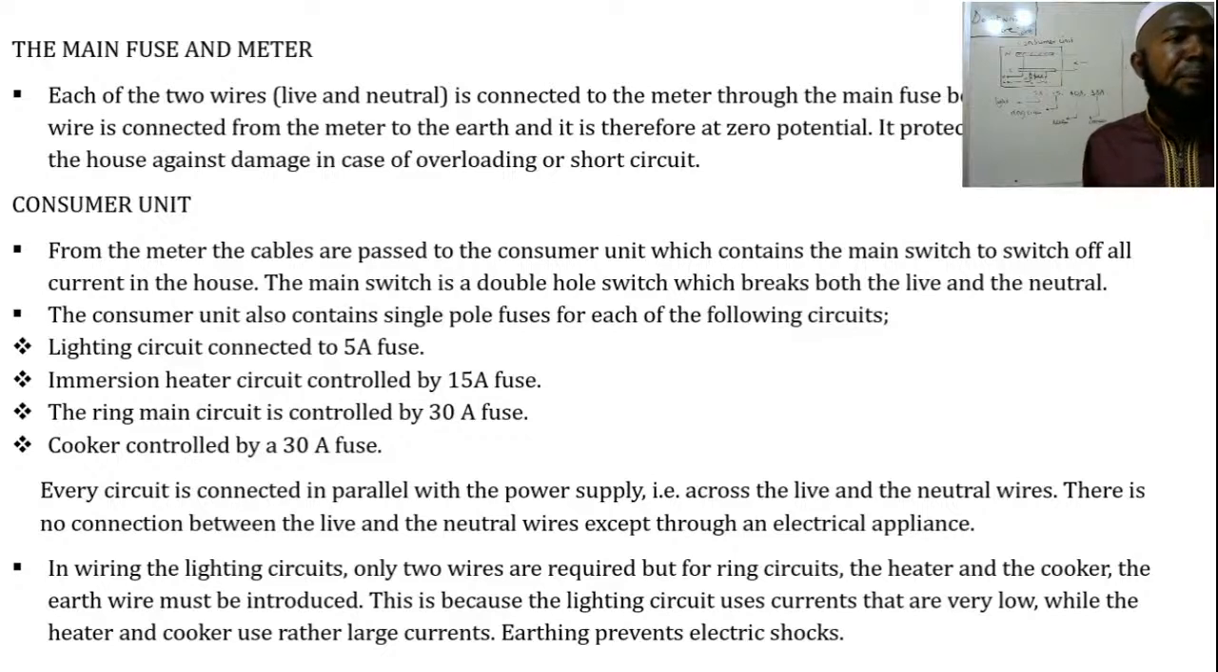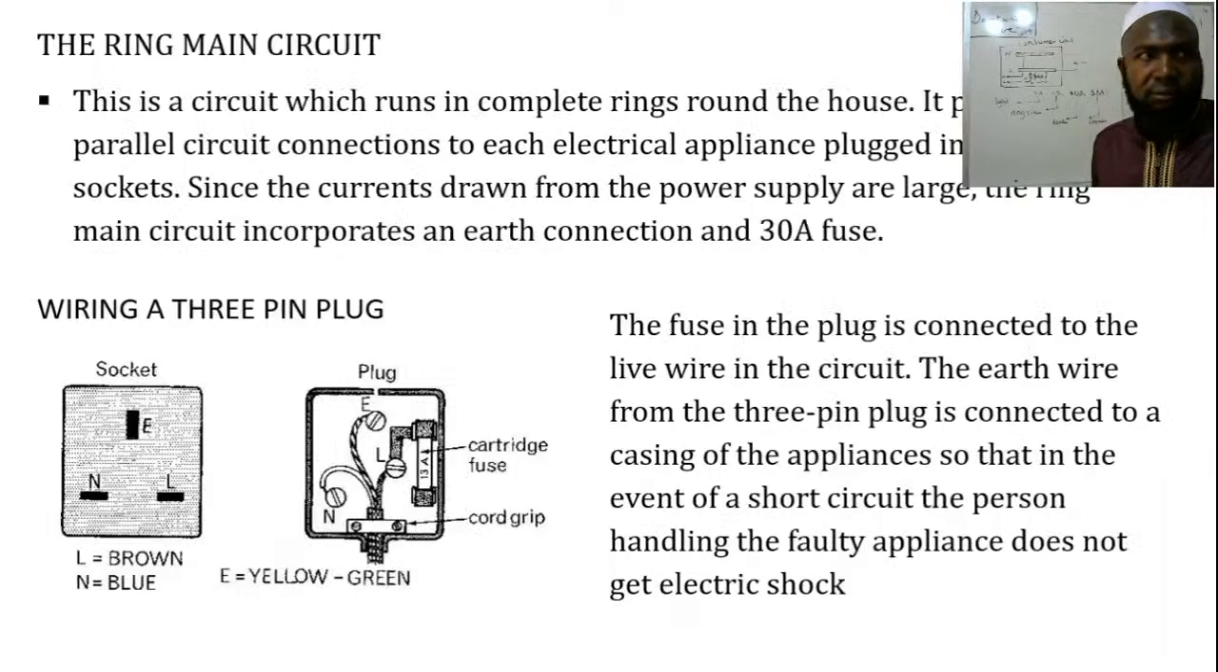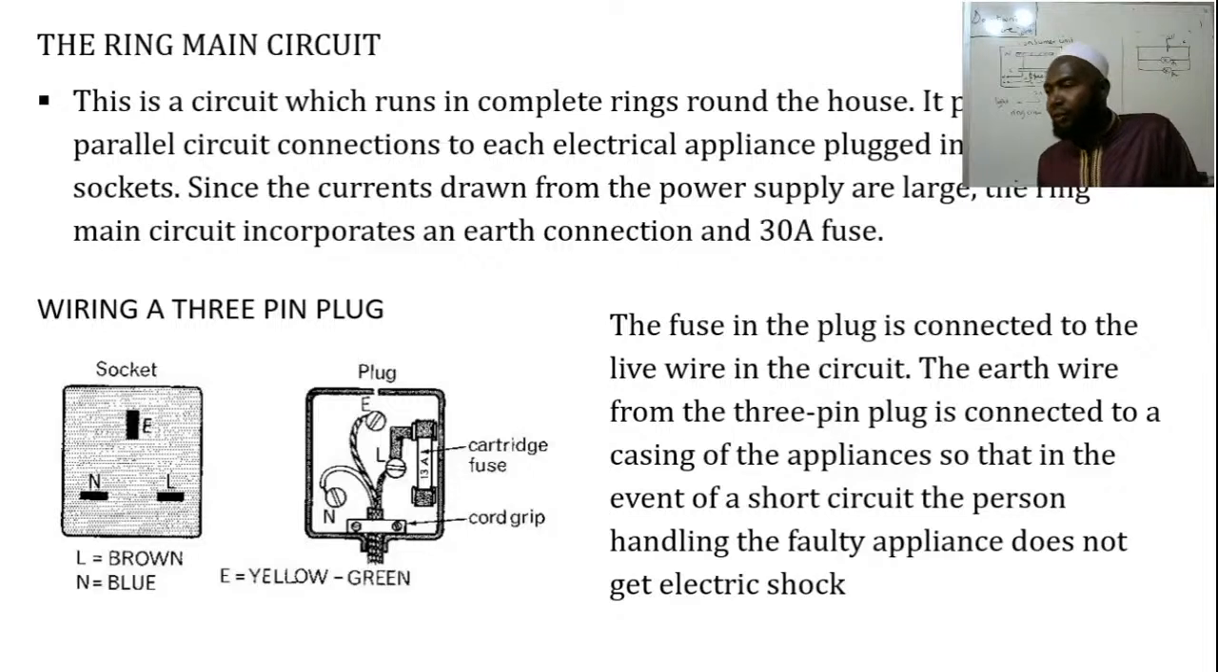Then the ring main circuit. We said this is a circuit which runs in complete rings around the house. It provides parallel circuit connection to each of the electrical appliances that are plugged into the socket. So the current drawn from the power supply is large. The ring main circuit incorporates the earth connection and the 5 ampere fuse.